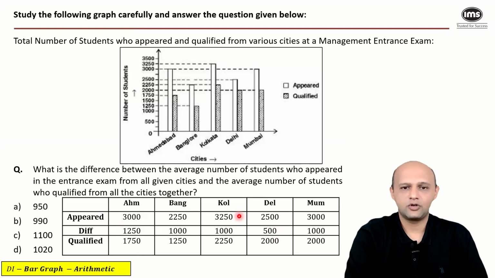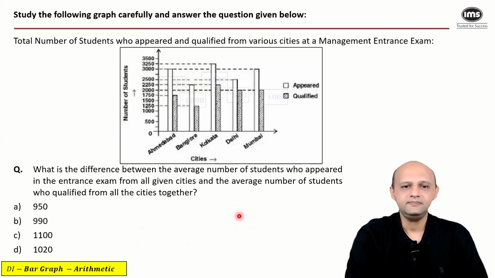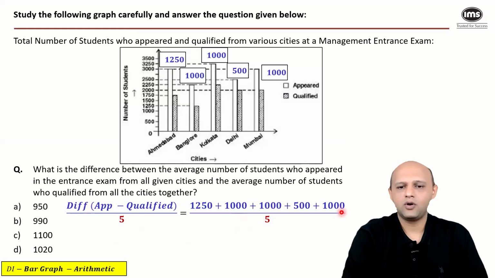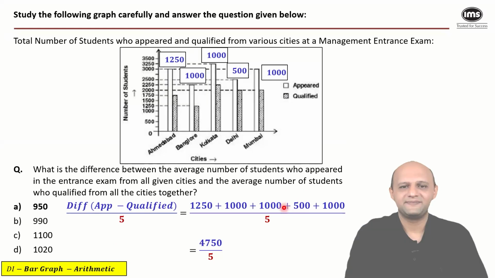Now let us solve this further. When you know that these are the differences, all you have to do is add all of this up. How much is this? 3000, 4250, and 500, which is 4750. 4750 divided by 5 is obviously 950, which is the answer to the question.